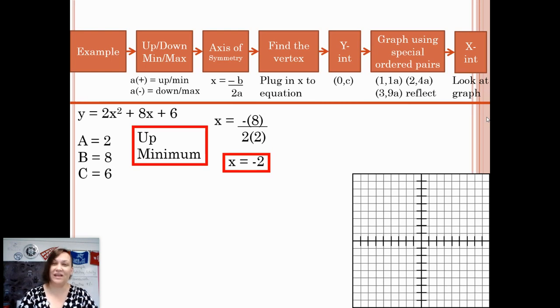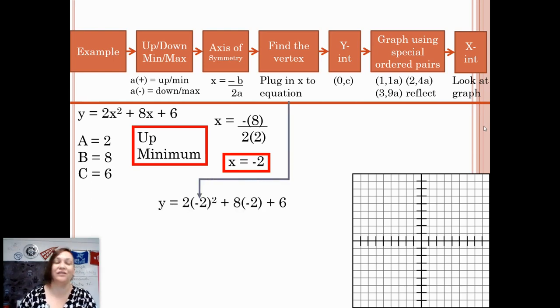Next, I will take that negative 2 and plug it back into the original equation. So everywhere that there was an x, I will be replacing it with a negative 2. Don't forget your order of operations. We have to square the negative 2 before we multiply. PEMDAS, exponents come before multiplication. Negative 2 squared is positive 4. After I've squared the negative 2, now I can multiply the 2 times 4 together.